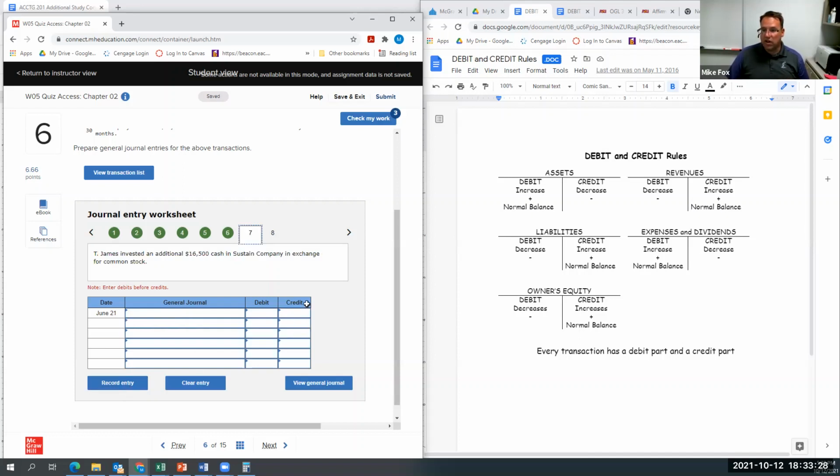T. James invests an additional $16,500 cash in the company in exchange for common stock. So again, our cash goes up. That's an asset, so we'll increase it with a debit. And our common stock goes up. That's an equity account, and so we'll increase that with a credit.